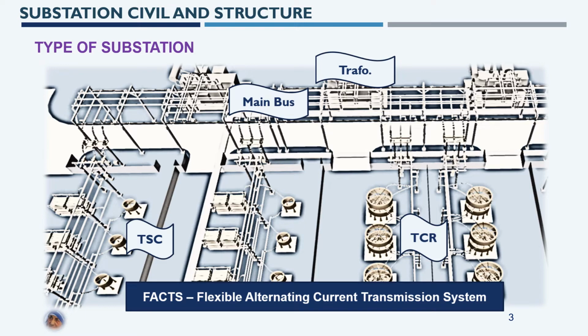In addition to that, for conventional main bus and transformer, CT, current transformer, is another equipment required, and a disconnector. So these are the main equipment we can see in FACTS, Flexible Alternating Current Transmission System, and accordingly the structure and foundation are to be designed.